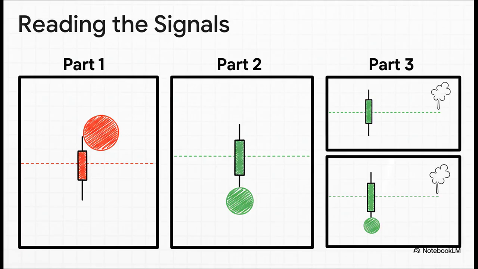And here's the really cool part. Once a sweep happens, the line disappears. Why? The fuel's been used up. The script automatically cleans your chart so you can focus on the next opportunity.